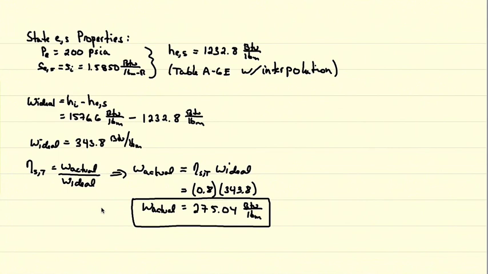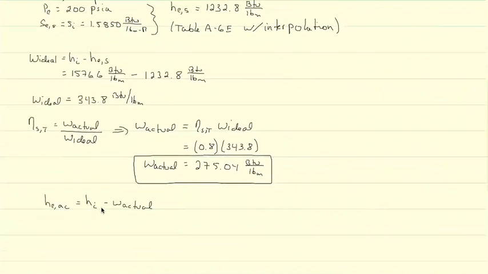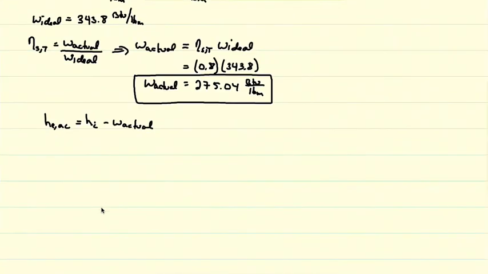So if we go ahead and do that, we'll recall that HE comma actual, so this is, I manipulated the first law for the actual device here, so this is from the first law, HI minus W actual is equal to our actual exit enthalpy. And so we know each of these terms, so we can just go ahead and plug these values in. HI is equal to 1576.6. W actual is equal to 275.04. And so now our state E actual properties, to finish the calculation, the HE actual is equal to 1301.56 BTU per pound mass.